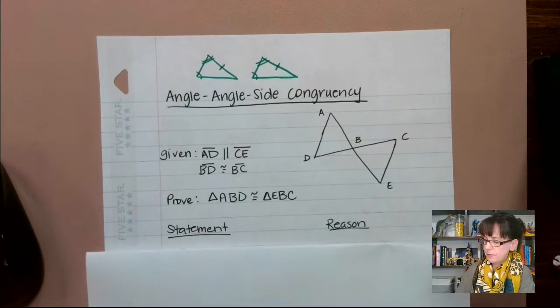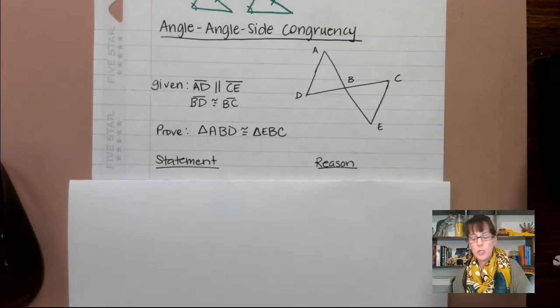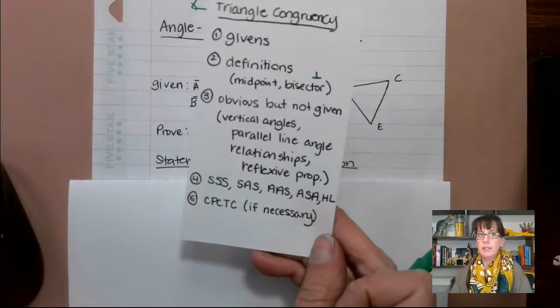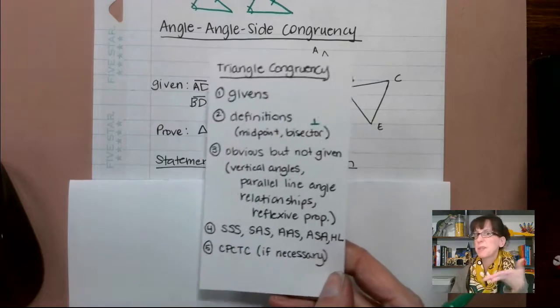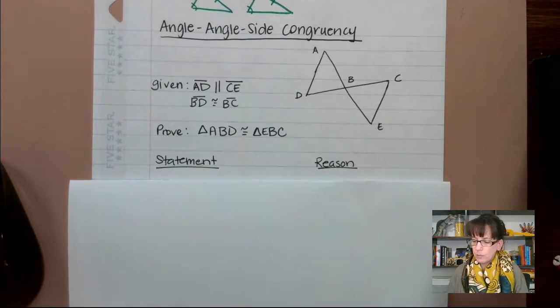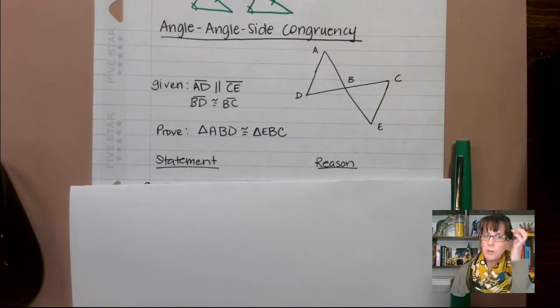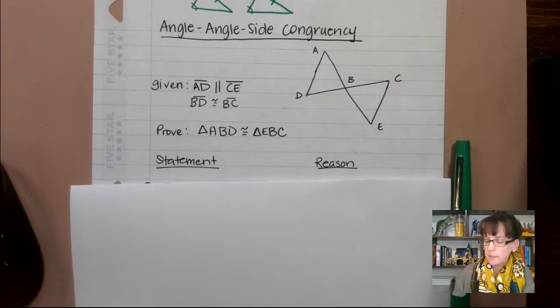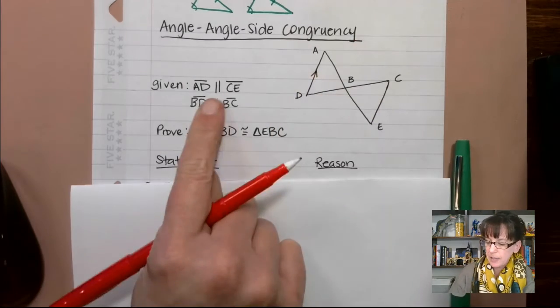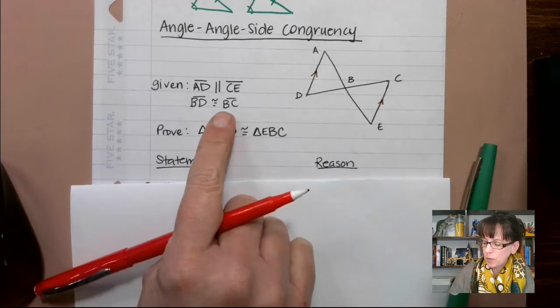So here is our information. In a previous video, I mentioned my little cheat sheet, a checklist of things to make sure that we're including the right things on our proof. So let's take a look. We're going to check out our givens first and list those. When we do our givens, you want to make sure that you're marking them as well. So like AD is parallel to CE, and then BD is congruent to BC.